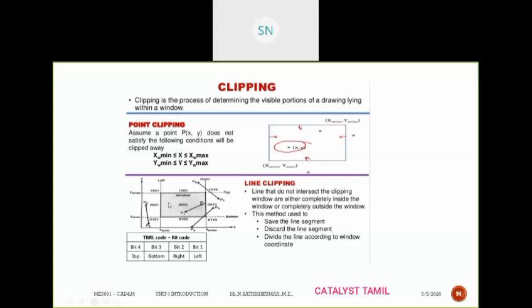In line clipping you could see the window. This is the window, this is the area of interest. Our objective is to display the line which is available within this window only. We should eliminate the line which is lying outside the window or partially lying outside the window. For this purpose we use an algorithm called the clipping algorithm. How does this clipping algorithm work? Before applying it to discard lines, we should assign a region code for all the parts of the screen.